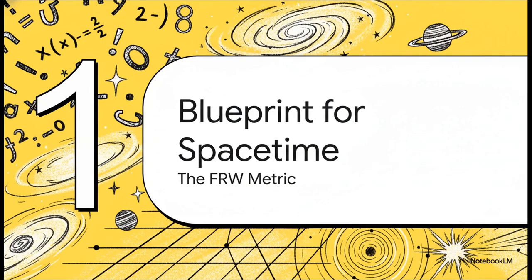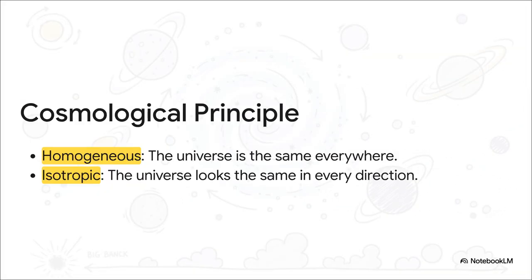Okay, so that's the core idea. But how do you take a concept like that and turn it into a mathematical blueprint? Let's look at the first part of that blueprint, the model for space-time itself. Well, they start with something called the cosmological principle. It sounds fancy, but it's really just two big, powerful assumptions. First, if you zoom out far enough, the universe is homogeneous. It's basically the same everywhere. And second, it's isotropic. It looks pretty much the same no matter which direction you look.